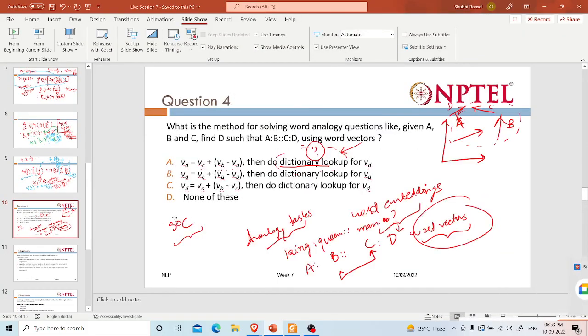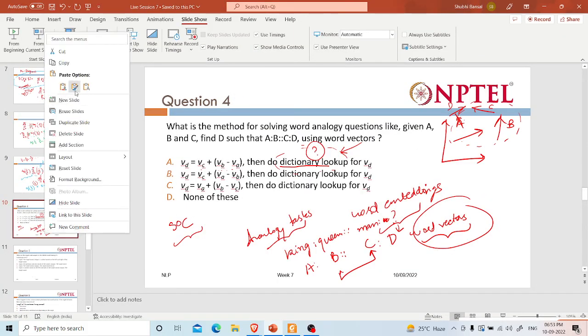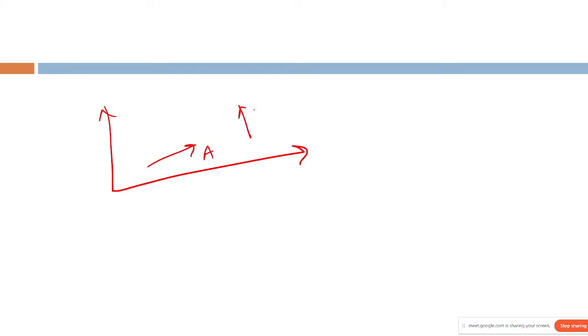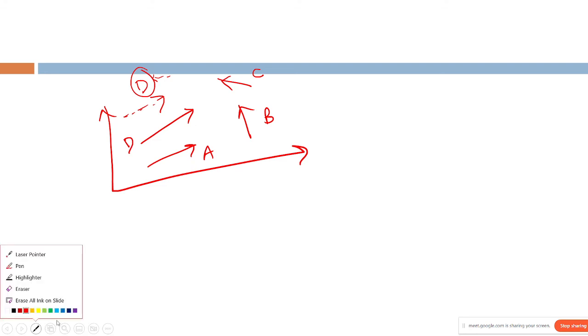Okay, so let me discuss this point. Let's say this is my n-dimensional space and I am having vectors like A, B, C here, and I am to find what would be the vector representation for D. And let's say this is what I find out. Actually, in the corpus, D is given like this, and this is my D that I have predicted.